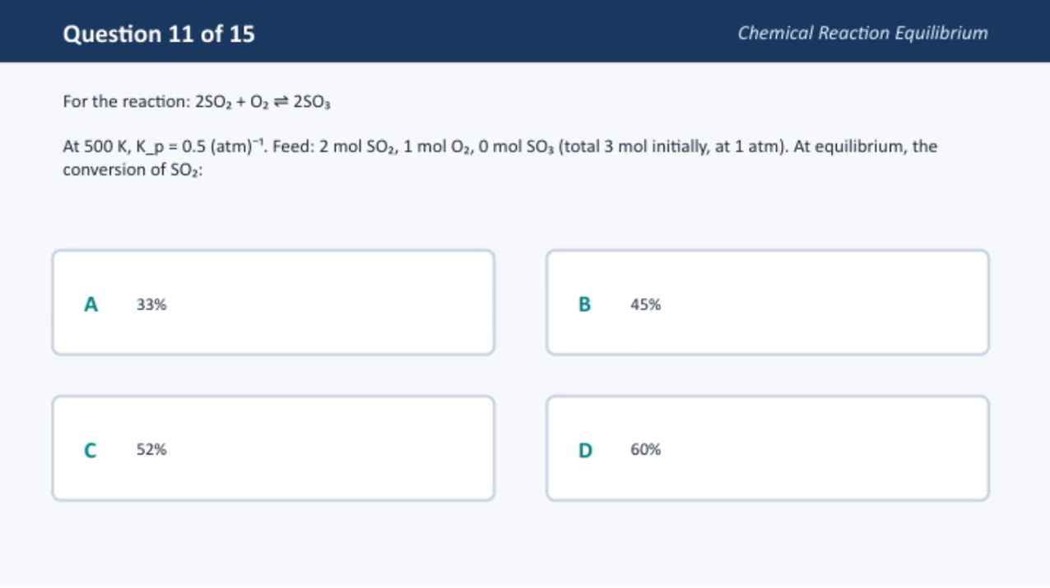This is a classic setup for applying equilibrium concepts to calculate how far the reaction proceeds.